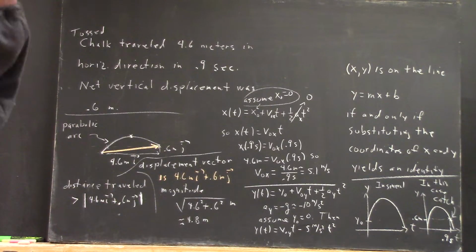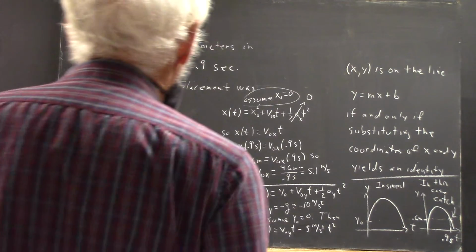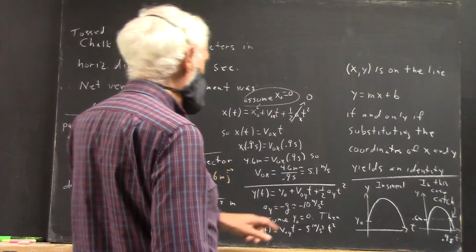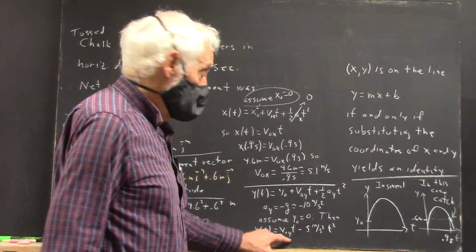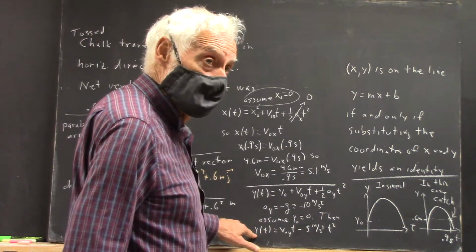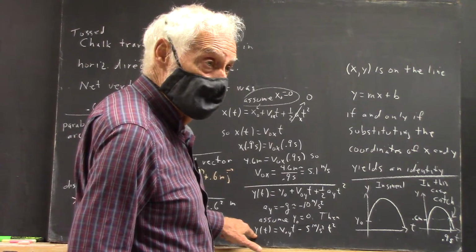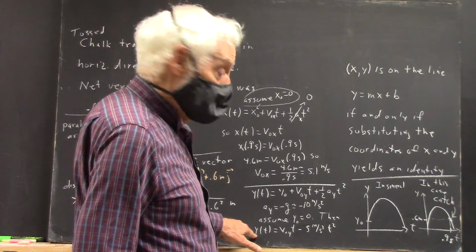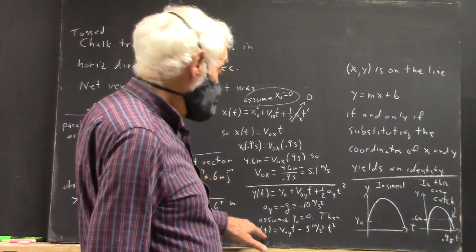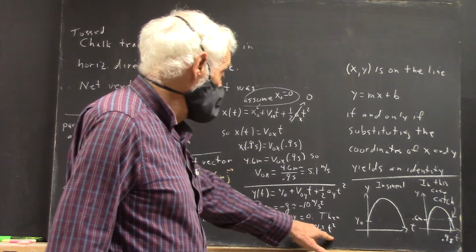This says then that we can find v naught y by setting this expression equal to 0.9 seconds, right? So y of t equals 0.6 meters. Y is 0.6 meters when t is 0.9 seconds.